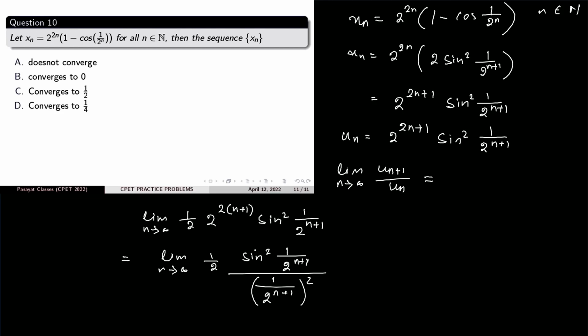So this quantity can be whole to the whole square, and we know that this limiting value is equal to 1. So this can be rewritten as 1 by 2, or the value is 1 by 2. That means this sequence converges to 1 by 2. So here this converges to 1 by 2. That means option C is correct one.